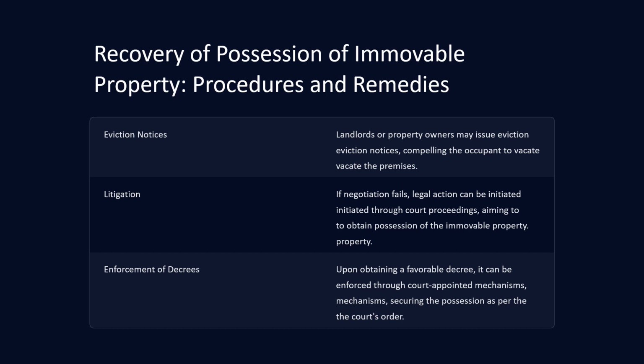Recovery of possession of immovable property, procedures and remedies. Eviction notices. Landlords or property owners may issue eviction notices compelling the occupants to vacate the premises. Litigation. If negotiation fails, legal action can be initiated through court proceedings aiming to obtain possession of the immovable property. Enforcement of decree. Upon obtaining a favorable decree, it can be enforced through court appointment mechanisms securing the possession as per the court's order.